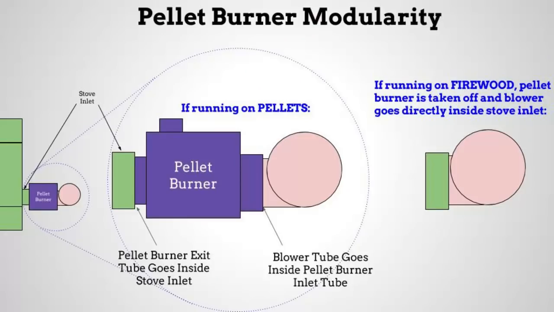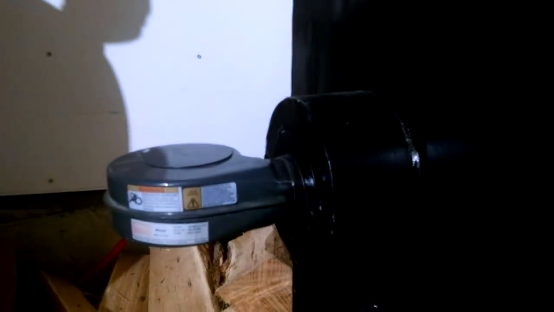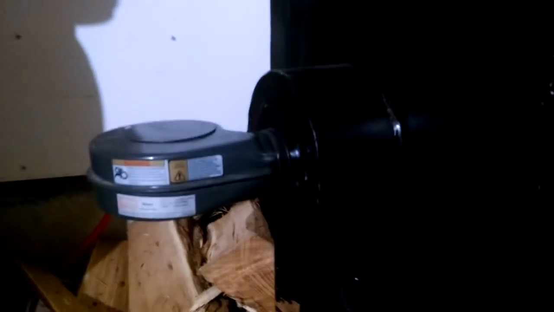Use a blower here or just passive air. A blower, or instead of the blower, use a pellet burner so that you can run either on fuel wood or pellet burning operation. So dual fuel stove.